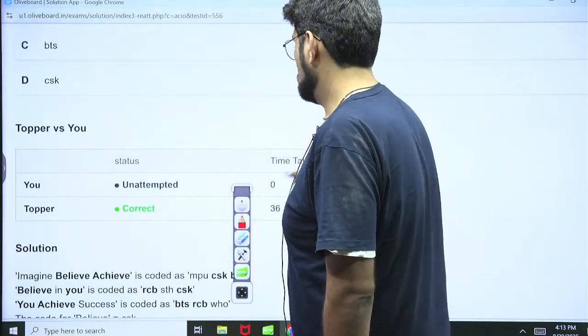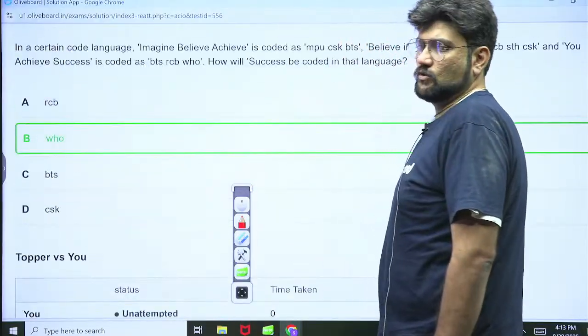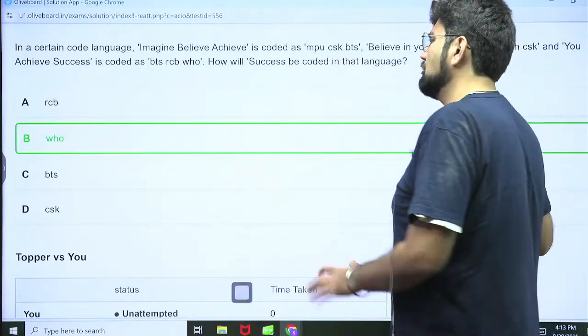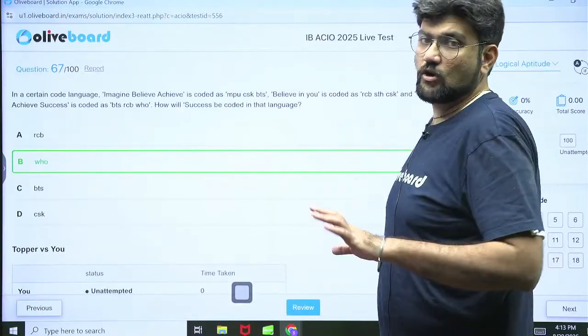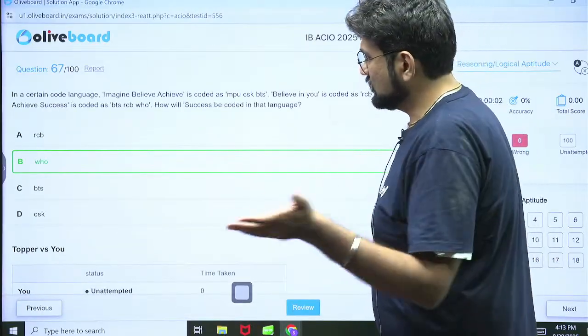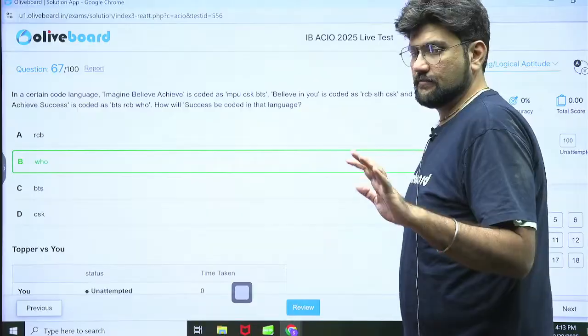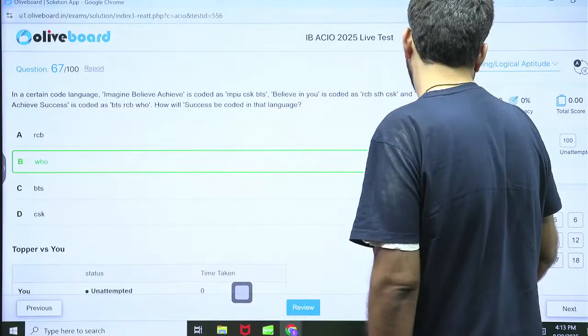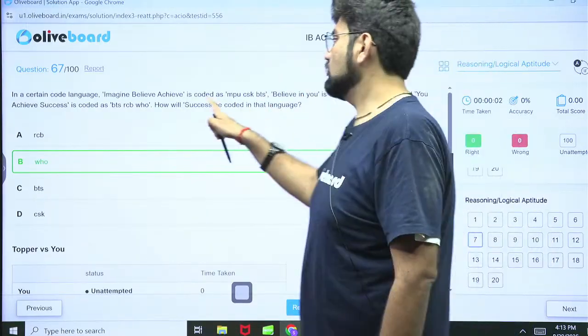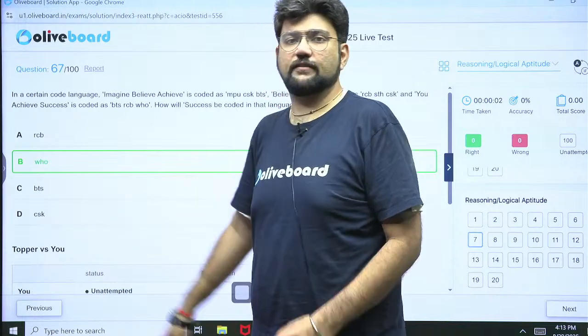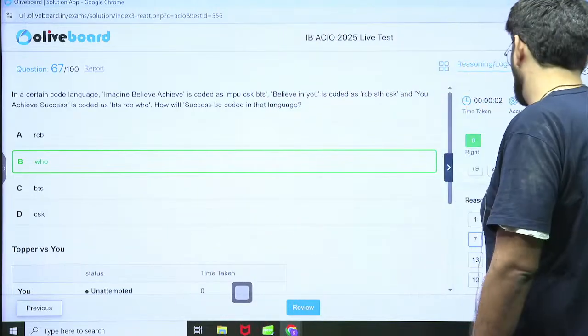Okay. 36 seconds is still a lot here. You can solve it in less than that. But it's okay. It's not bad. 36 seconds is not bad at all. It's a wonderful time. But this could have been done in 20, 25 seconds also, provided you know this elimination method. Always remember, if one word has been asked and 4 distinct options are given, go with the elimination method. That's always going to be much faster.